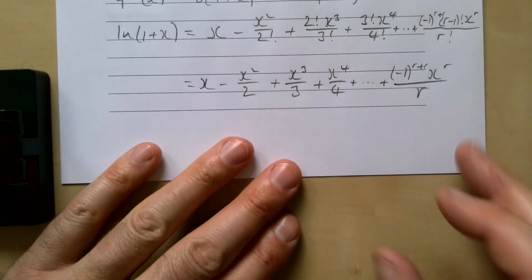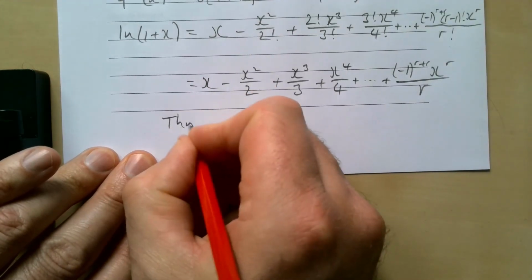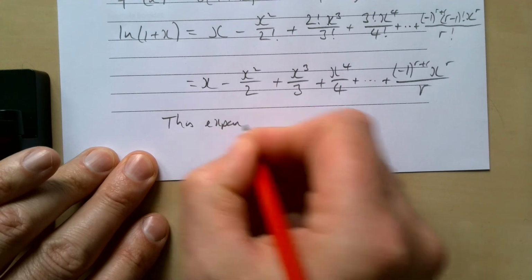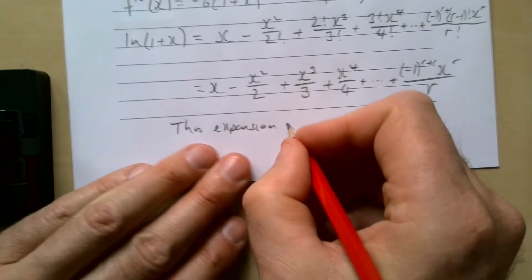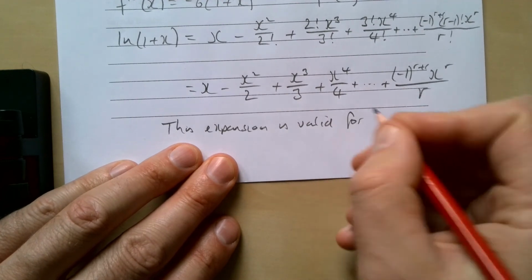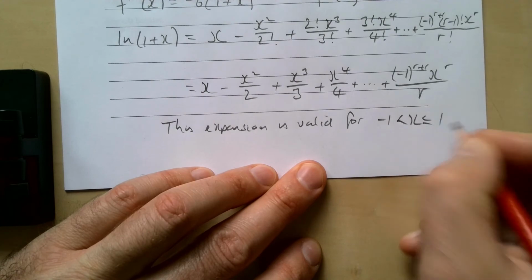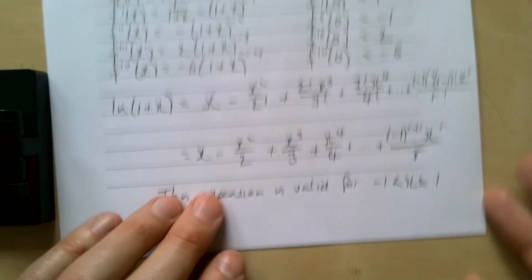The validity of this then does change very slightly. And this expansion is valid between minus 1 and 1, with 1 included but minus 1 excluded. Okay.